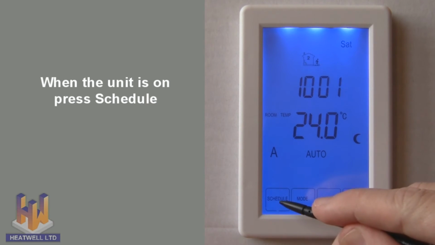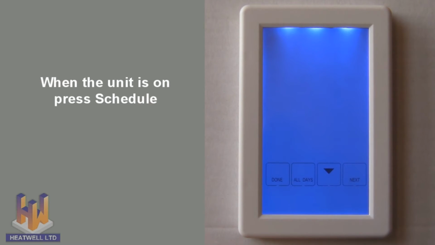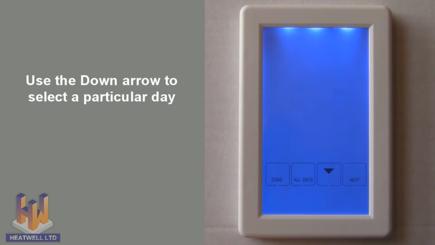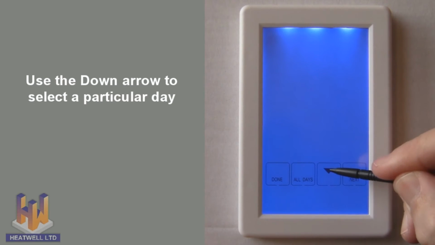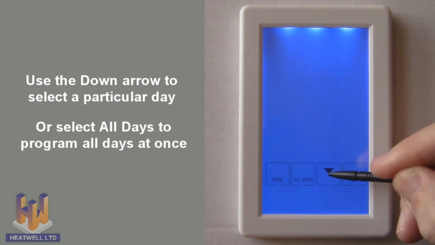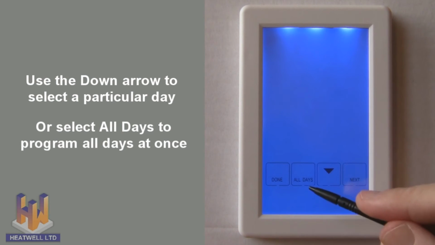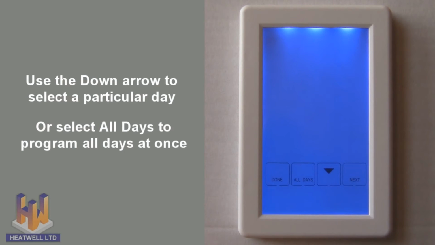Your current day of the week will start flashing on the top of the screen. At this point, you can either use the down arrow to choose the day of the week that you wish to program, or you can simply use 7-day mode by pressing the All Days button. In this case, we will use 7-day mode first by pressing the All Days button. You will see all of the days of the week flashing on the top of the display.